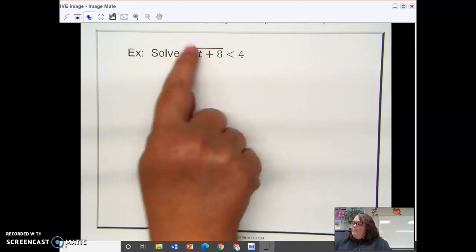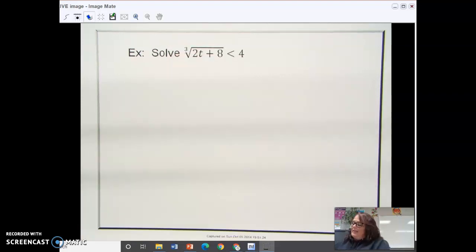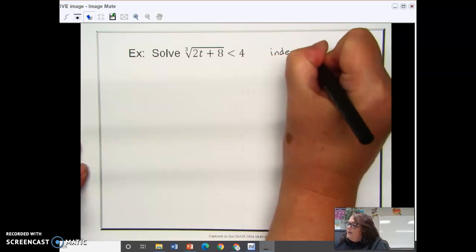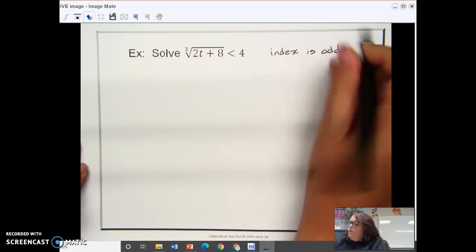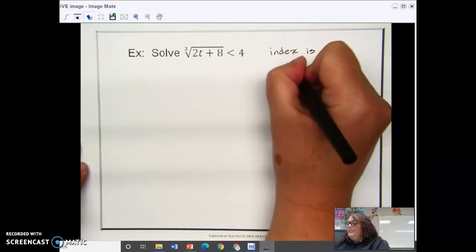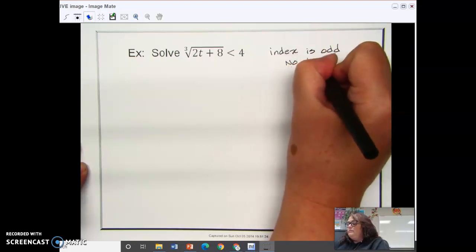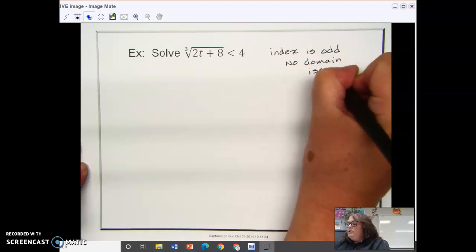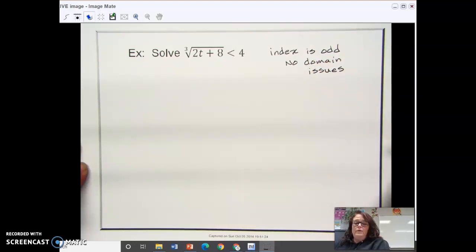So this time I have a 3 in my index. So that means that my index is odd. And what we love about an odd index is there's no domain issues. So I only have to solve and that's it. I don't have to worry about what's inside. I can have negatives inside, I can have positives inside, I can have 0 inside, it doesn't matter.